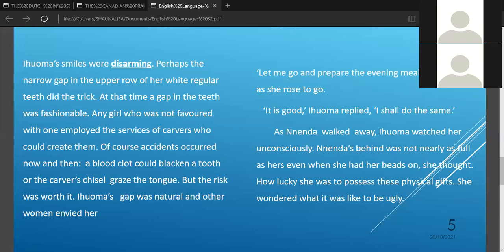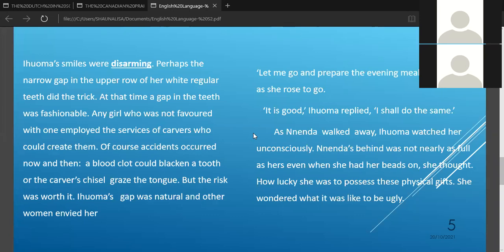Ihuma's smiles were disarming, perhaps the narrow gap in the apparel of her white regular teeth. At that time, a gap in the teeth was fashionable. Any girl who was not favored with one employed the services of carvers who could create them. Of course, accidents occurred now and then. A blood coat could blacken a tooth or the carver's chisel raise the tongue, but the risk was worth it. Ihuma's gap was natural and other women envied her.